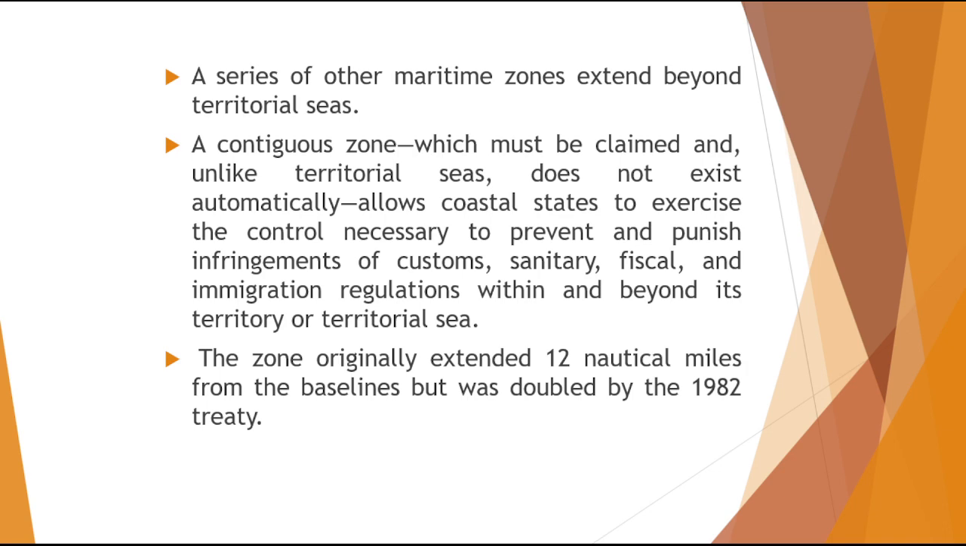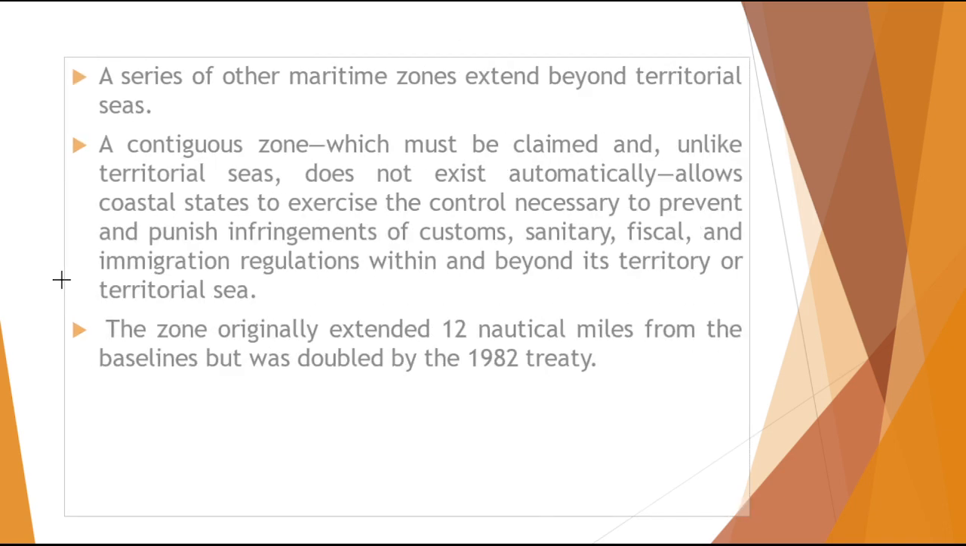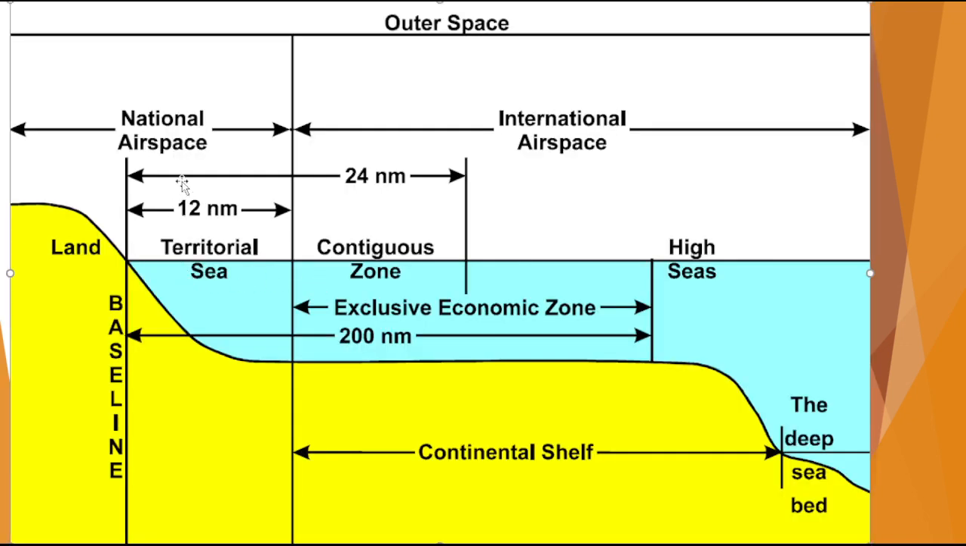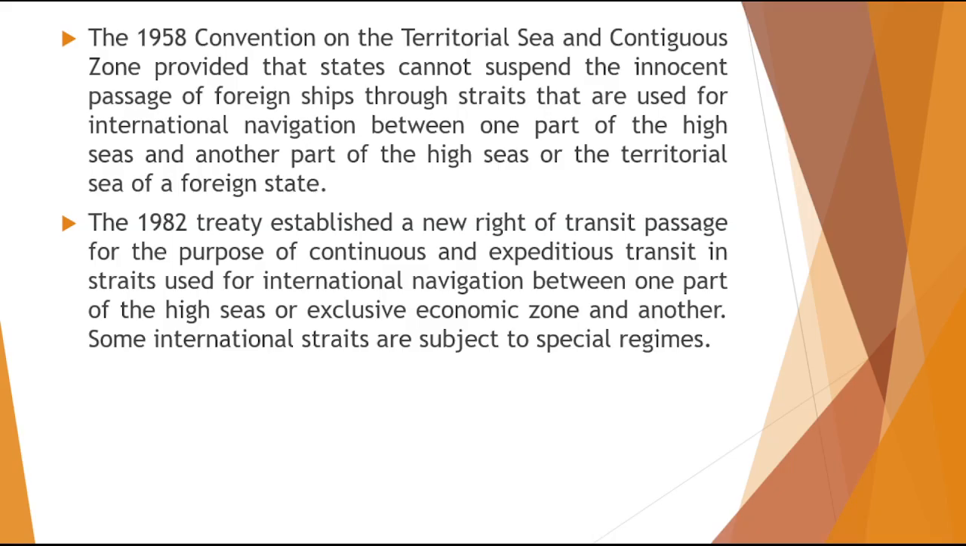So a series of other maritime zones extend beyond the territorial sea, that is the contiguous zone, the EEZ, etc. Contiguous zone may be claimed. The automatic one is the territorial sea only. So automatic claim is on the territorial sea, nothing else. But for the contiguous zone, the coastal state has to claim that this much is my contiguous zone, and it can only extend up to 24 nautical miles from the baseline, right? So it is claimed. The EEZ is also claimed, but the territorial sea is automatic, right?